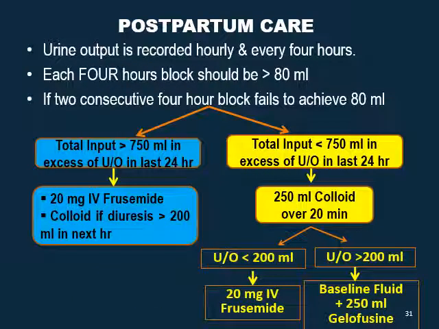After delivery, urine output is recorded hourly and every 4 hours. Each 4 hours block should exceed 80 milliliter. If 2 consecutive 4-hour blocks fail to achieve more than 80 milliliter, the guidelines for further management are demonstrated in this slide using 20 mg intravenous Lasix, colloid, and gelofusine volume expander.